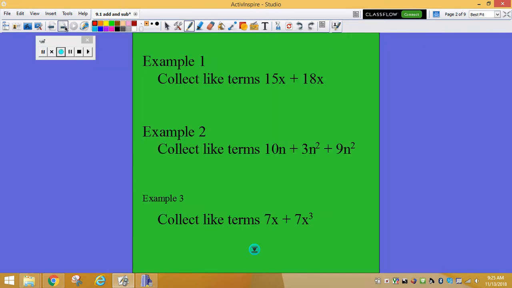All right, let's do some examples. Number 1, can I combine those? Yes, because they're both x's. So 15 plus 18 is 33. And I'm going to leave it an x. Here, they're all n's, but I can only combine an n with another n, and an n squared with another n squared. So these are the only two I can combine. 3 plus 9 is 12n squared. Because there's nothing to combine this 10n with, I'm just going to bring it down. 10n plus 12n squared. Can I combine these two in example 3? No, because this is an x and that's an x to the third.